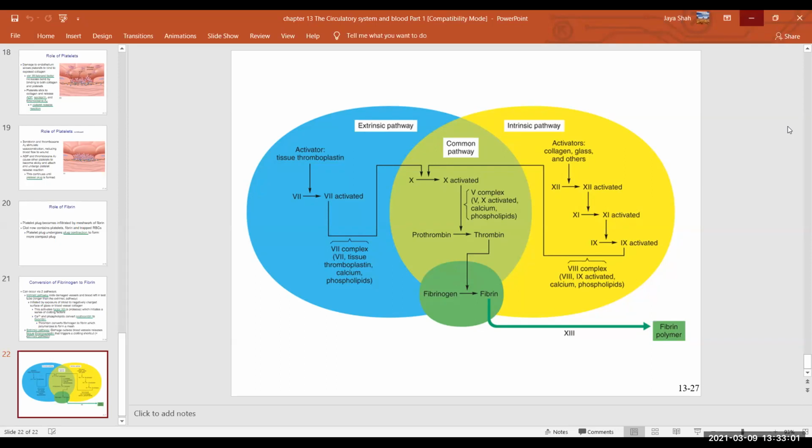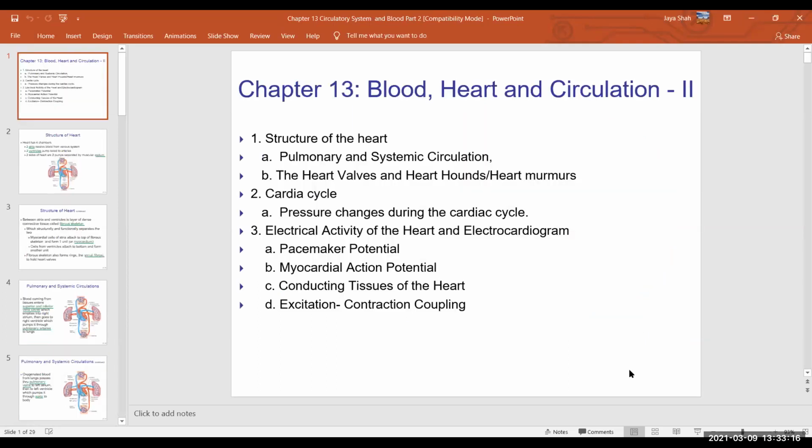Okay, so let's go now to the new share. Okay, so now an interesting chapter. This is blood, heart, and circulation.